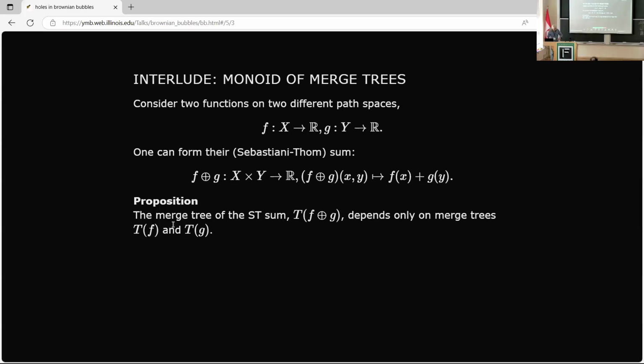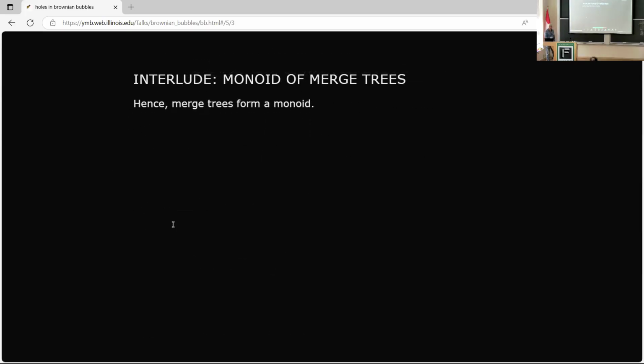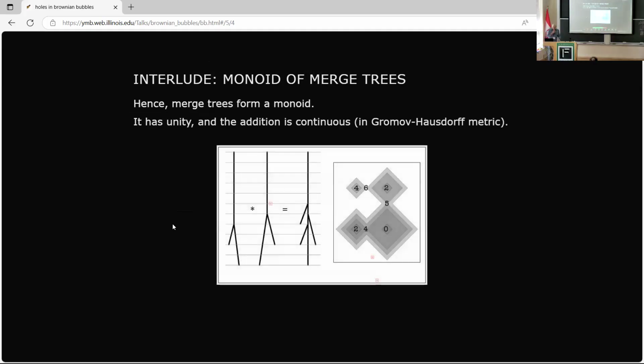So it means we can turn merge trees into something which we can add. So now we can add merge trees. This addition is continuous in Gromov-Hausdorff space, and this is an example, right? So you have one merge tree, a function of this variable, another merge tree, a function of this variable, then again a function of two variables, and again form, like say how these guys are merging. So first these two guys merge and so on. So the sum of those two trees will be another tree.